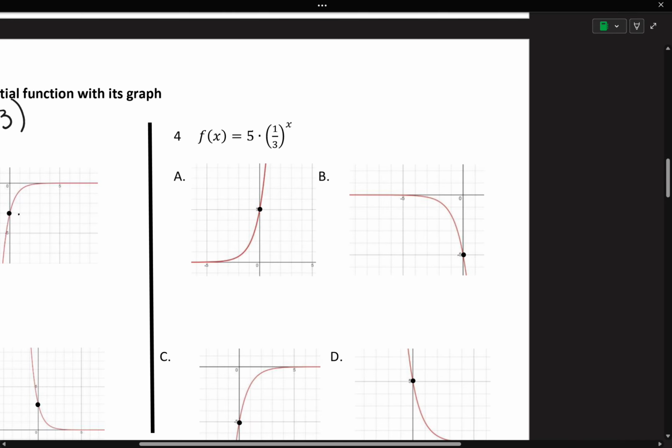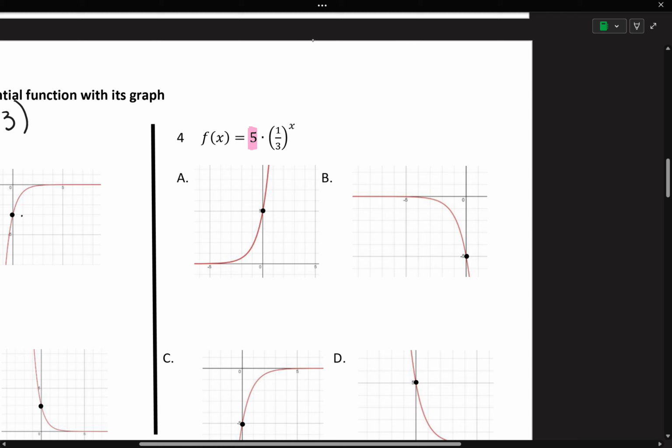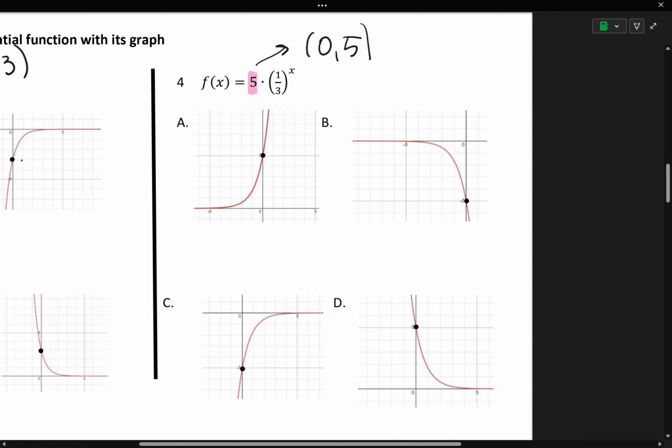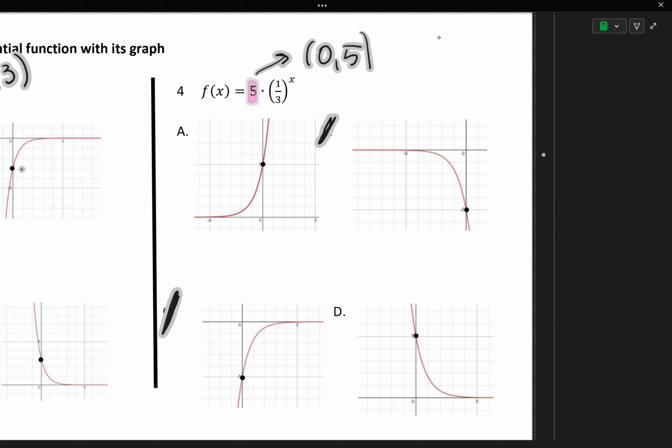Same idea for number 4. First, I'm identifying the y-intercept, 0, 5. Let's cross off everything that's not 0, 5. So that looks like, whoops, keep doing that. Looks like B and C, because those are both negative 5s. Okay. Next, I'm going to think about my base. My base is a fraction.